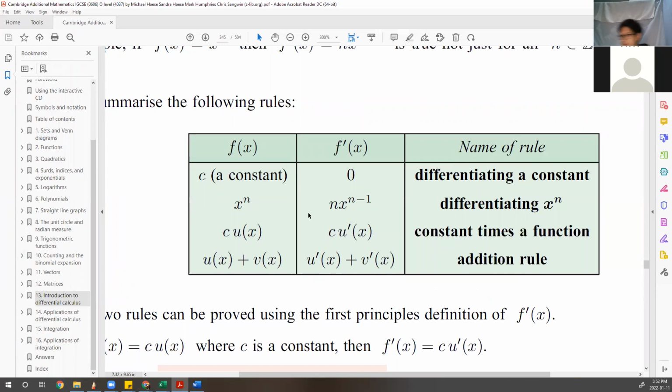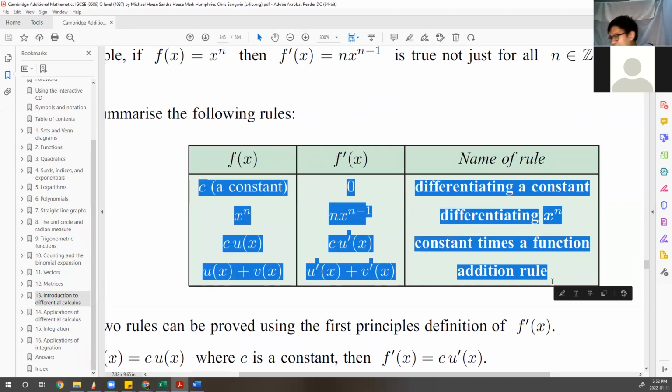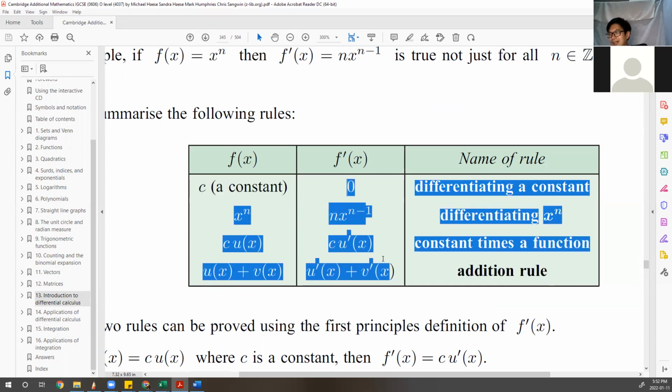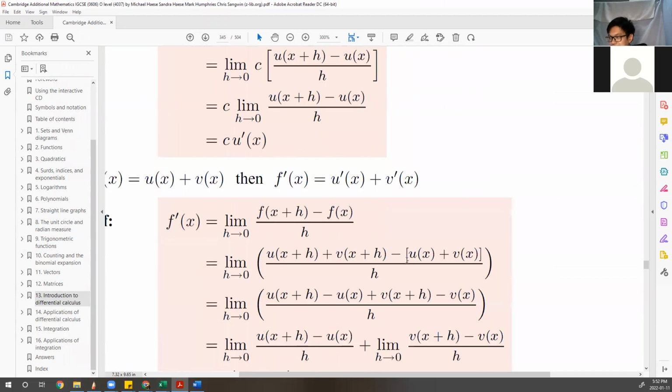See? Addition rule, subtraction rule also. If it is a constant, it's always 0. If I have c, a constant, times this, it's the same. So I think this book gives you a more complicated way to memorize. I just give you one, the book gives you 4, right? Okay, one only is enough.